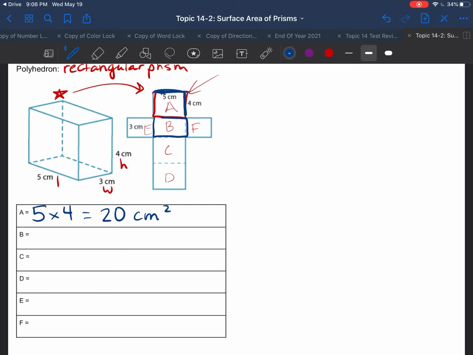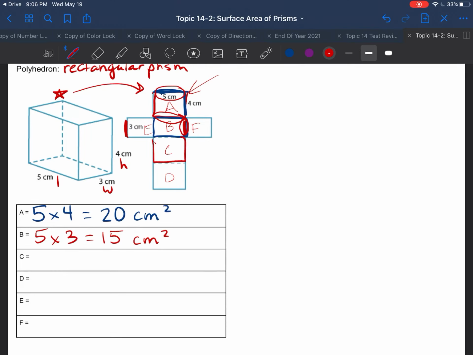B, what do we multiply to get the area of B? Well, if this is 5, then this is 5. So we have 5 times, what would this be? 3. Because this is 3, so this is 3. So 5 times 3 is 15 centimeters squared.